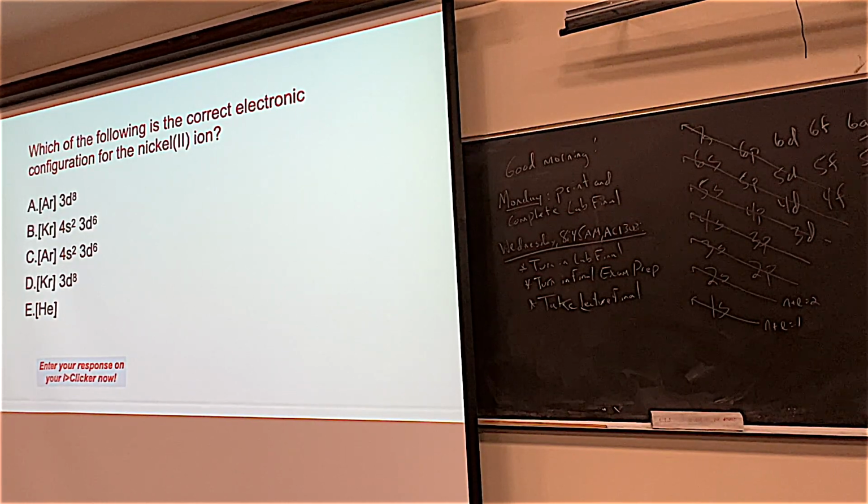Nickel 2 plus, we talked about briefly earlier. We're going to revisit it here. Which one of these would be the correct electronic configuration for the nickel 2 plus ion? And remember that the transition metals love to lose 4s electrons before 3d's. So see if you can figure out which of those looks right.